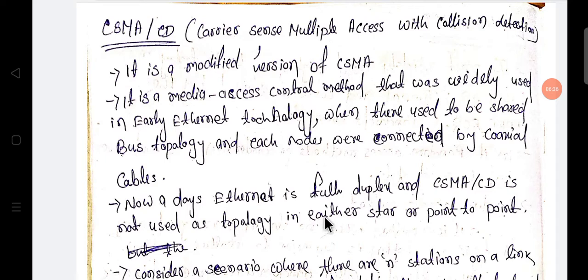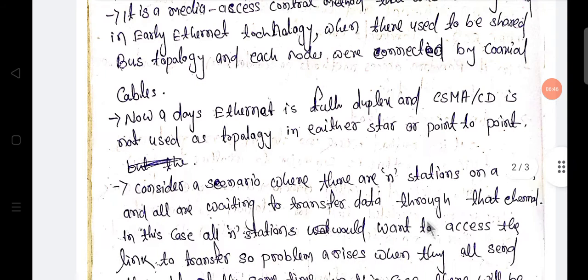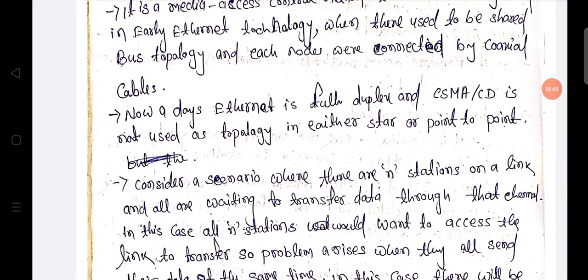Nowadays Ethernet is full duplex, and CSMA-CD is not used, as the topology is either star or point to point. Previously a shared bus network was used, and in that shared bus topology we used CSMA-CD. But nowadays that topology is not used, and in Ethernet full duplex is used.